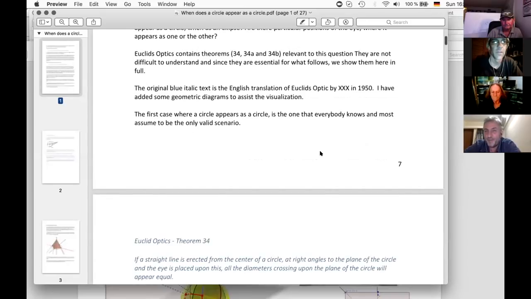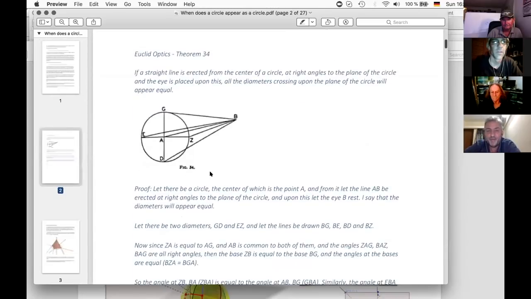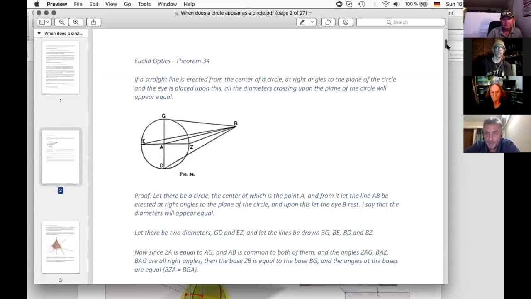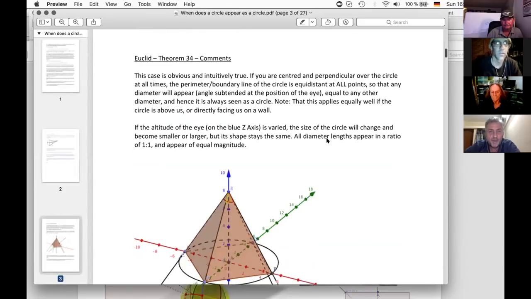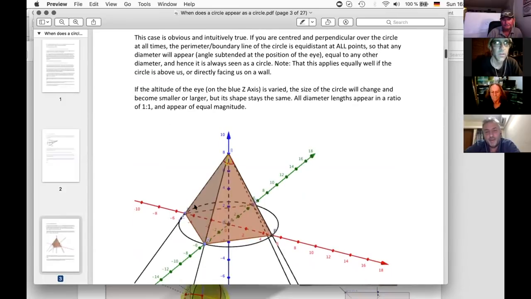he's got some theorems in there that describe how a circle appears. So I went through this paper. This is the original proof from Euclid, in blue. And I then basically remodeled them in GeoGebra. So let me just go down to it here. Basically what he's saying is that if you've got a circle here, I'm just drawing the circle now on the ground, and I'm directly above the center of the circle, at any altitude, then when I look down at that circle, it always is going to appear to be a circle. It'll get smaller, but the higher I go, or the lower I come down, it's always going to be a circle.